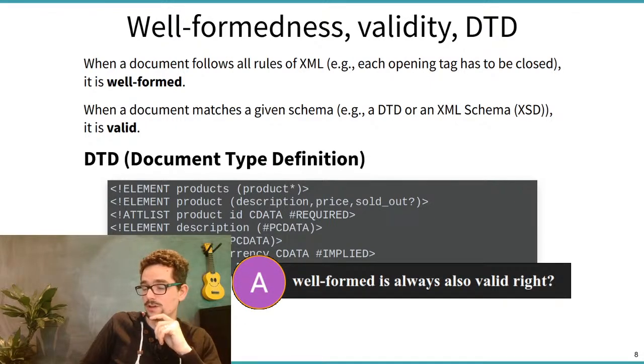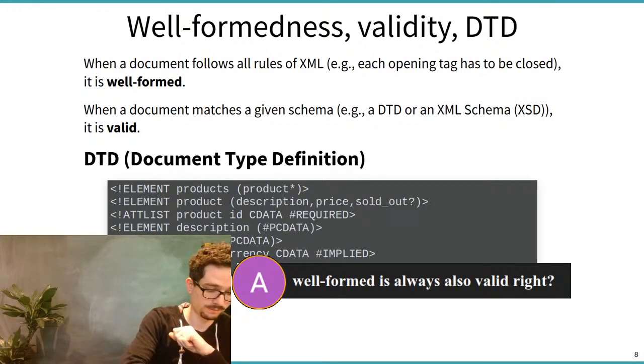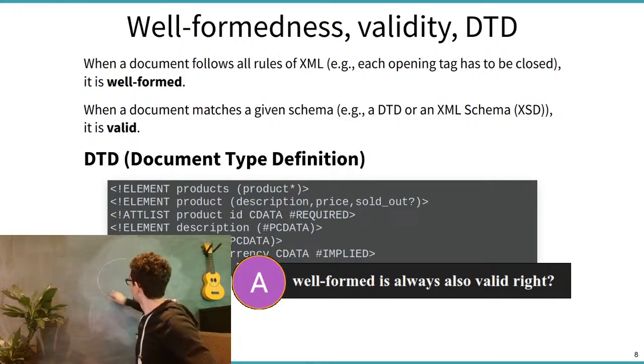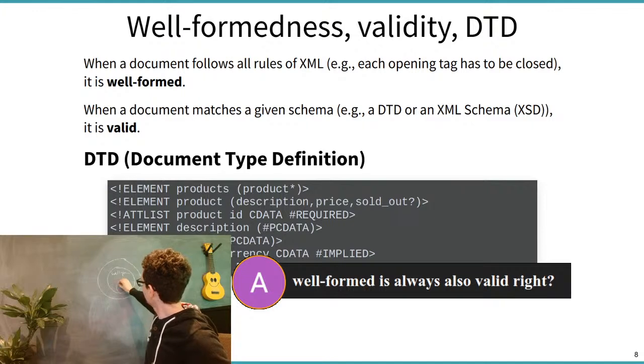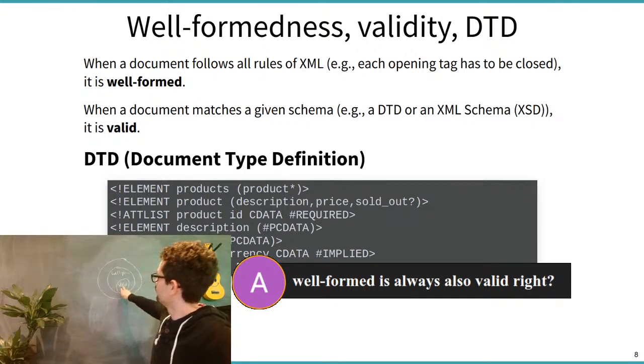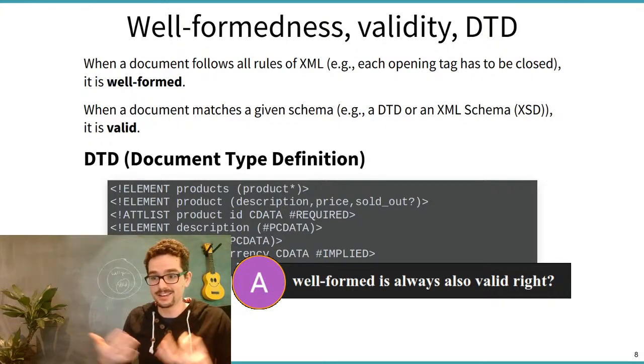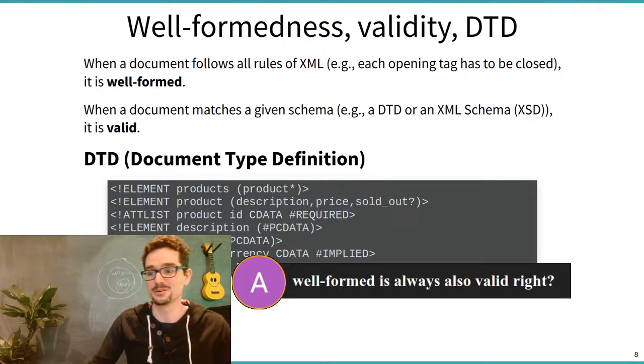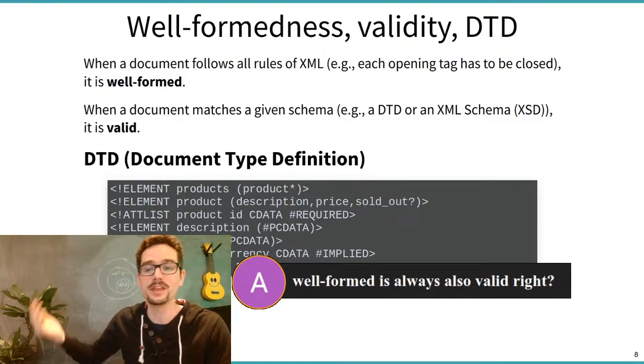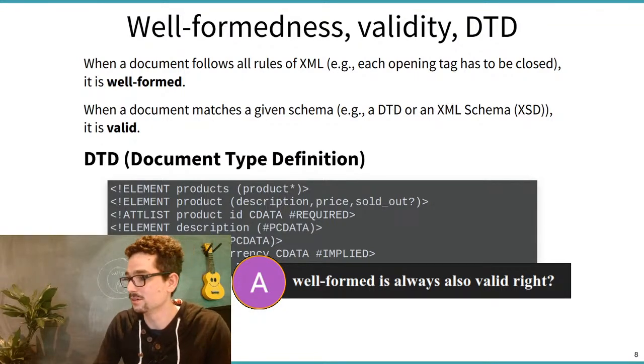Well-formed is always also valid, right? No. You cannot check for validity when a document is not well-formed. So these are all XML documents. These ones are well-formed. And when it is well-formed, then it can be valid. But it cannot be valid and not well-formed, because the schema checker cannot check a non-well-formed document. So it first has to be well-formed, and then it can check, does it match a schema?